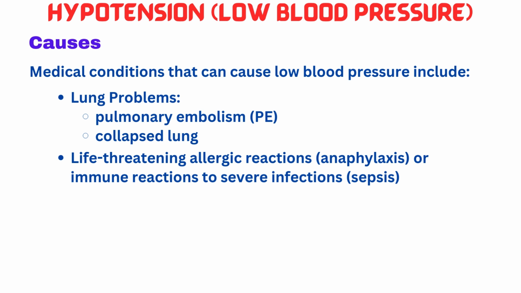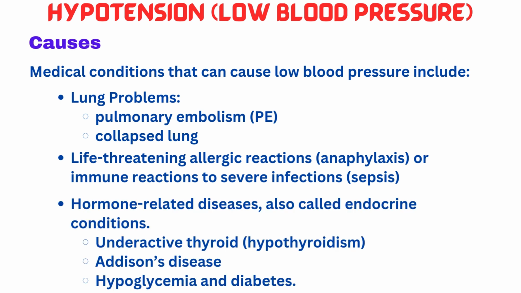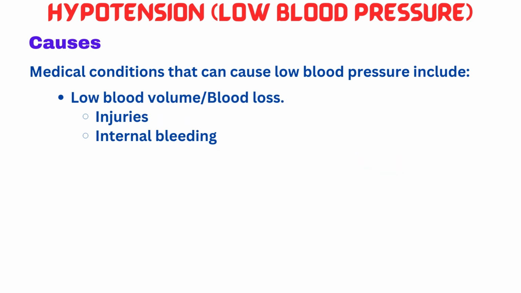Septic shock occurs when bacteria from an infection enter the bloodstream. The bacteria then produce toxins that affect the blood vessels. This can lead to dangerously low blood pressure. Next cause is endocrine conditions or hormone-related diseases. Endocrine problems that affect certain glands that make key hormones may cause blood pressure to drop. These are underactive thyroid, that is hypothyroidism, and Addison's disease. Low blood sugar, also called hypoglycemia, may lower blood pressure too. So might diabetes also.